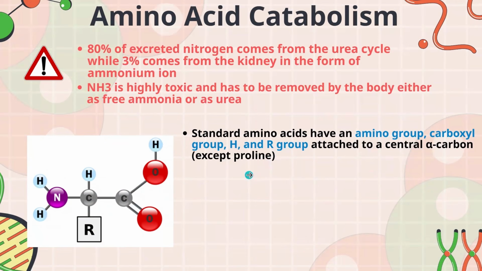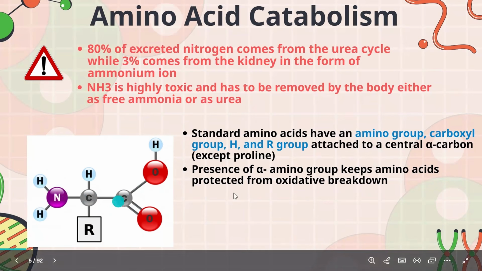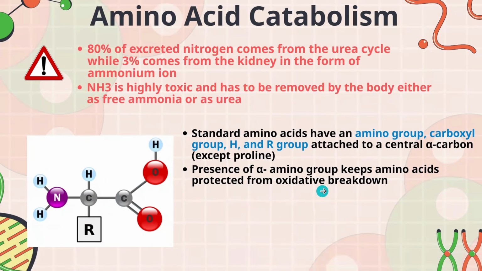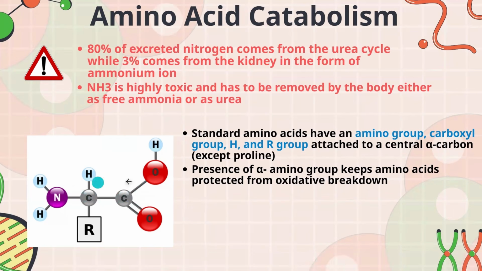Basically, you have alpha amino groups in all your amino acids except for proline, okay? The presence of the alpha amino group, which is your NH2, keeps the amino acids protected from oxidative breakdown. Basically, what this means is that our body is going to use these amino acids to synthesize tissues and other things. Our body wants to preserve the amino acid, so we keep the NH2 in order to synthesize and be able to utilize the amino acid rather than let it break down.